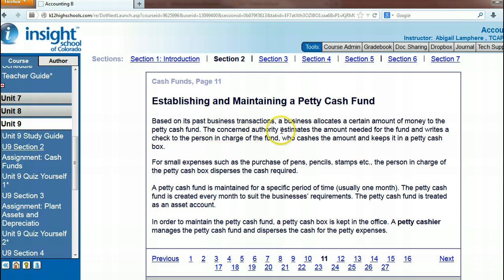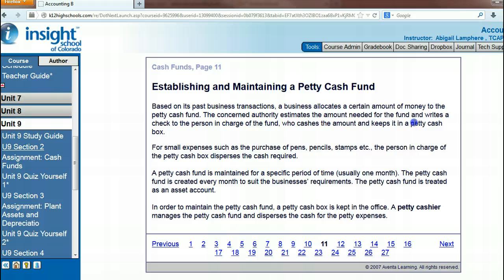The concerned authority, the person in charge, estimates the amount needed for the fund and writes a check to the person in charge of the fund, who cashes the amount and keeps it in a petty cash box. Literally. So when I was working my marketing job, we had a petty cash box that our secretary kept locked in the file cabinet at her desk. And whenever we needed to go get some supplies, again for small expenses, we would go to her and she would break out the petty cash box and we'd go get our supplies.